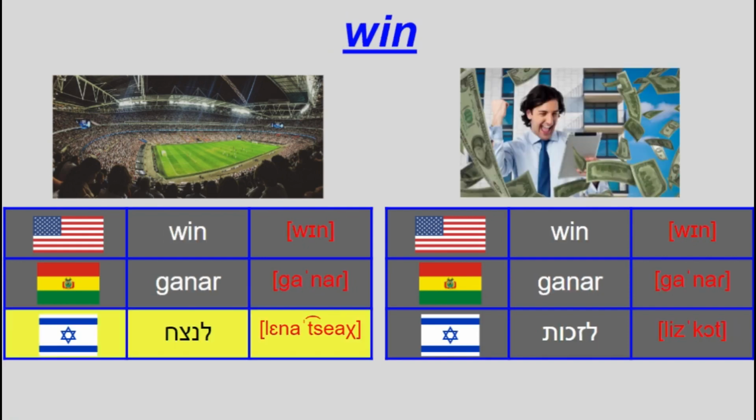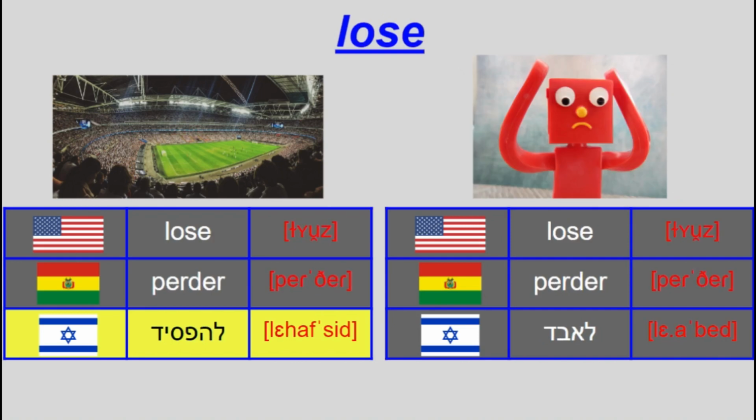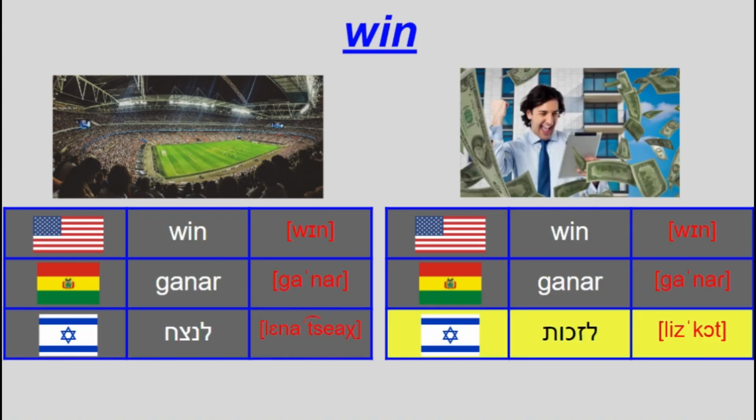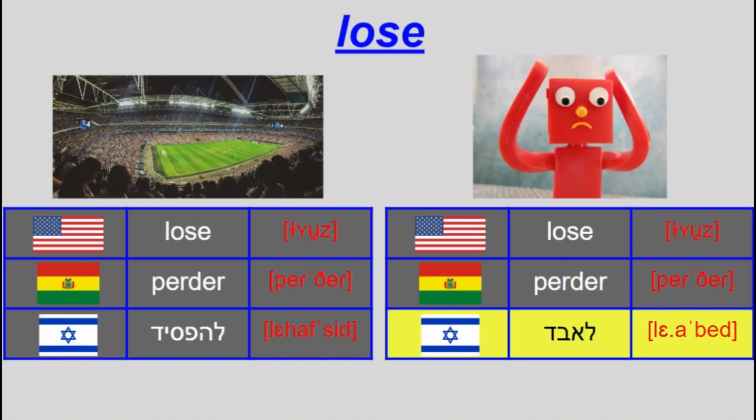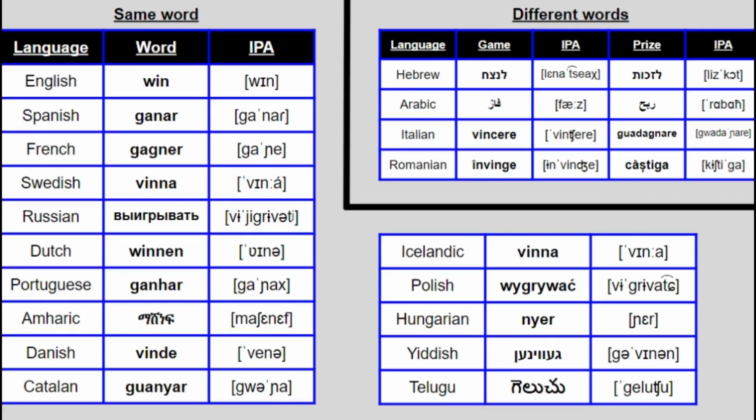For sports in Hebrew, win is lenatzeach and lose is lafsid. But to talk about winning a thing, you use lizkot, and if you lose a thing, it's labed. Here are the other examples for win and for lose. Finally, we have the word that I used in the grammar video as an example of what I wouldn't be discussing back then, but will be discussing here, know.